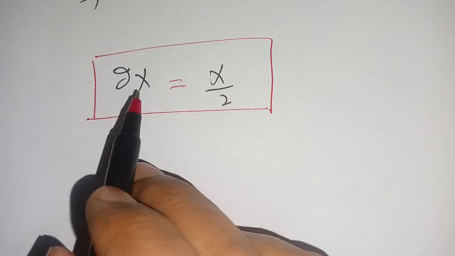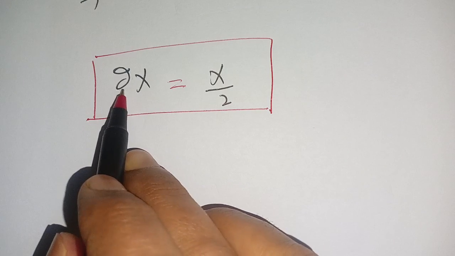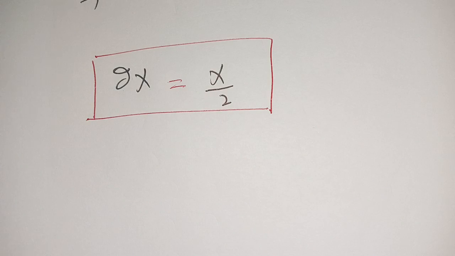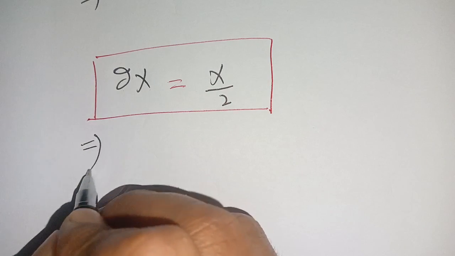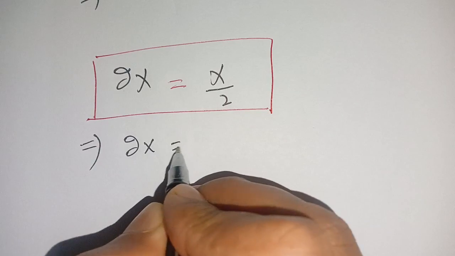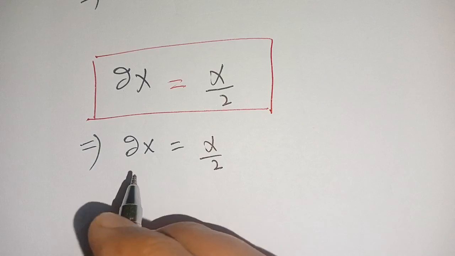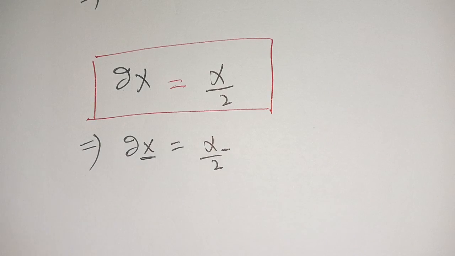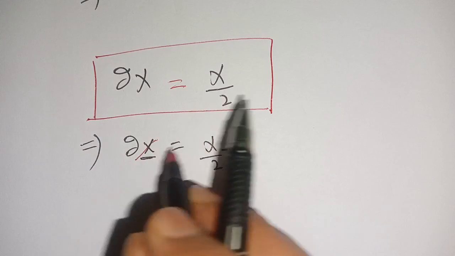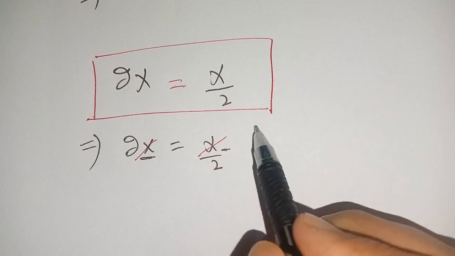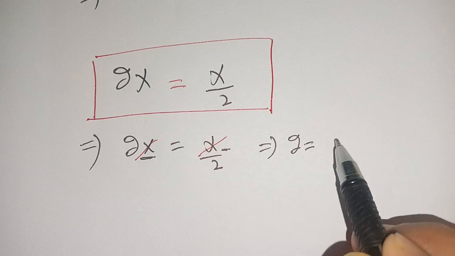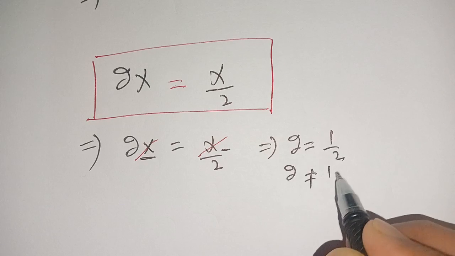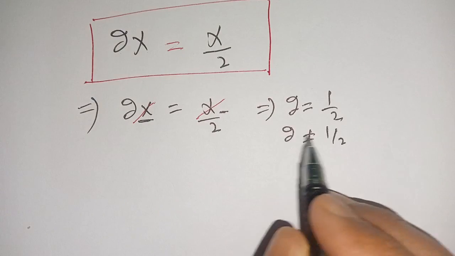Hello everyone, in today's video we are going to solve this equation: 2x = x/2. Most students make this mistake: they write 2x = x/2, see that x is on the left-hand side as well as the right-hand side, cancel out this x with this x and get 2 = 1/2. But 2 cannot equal 1/2. No, this is wrong.